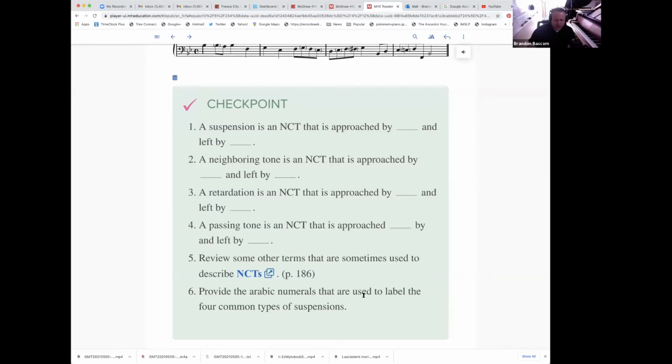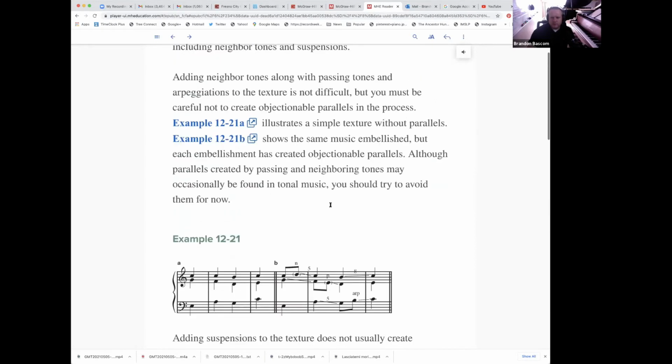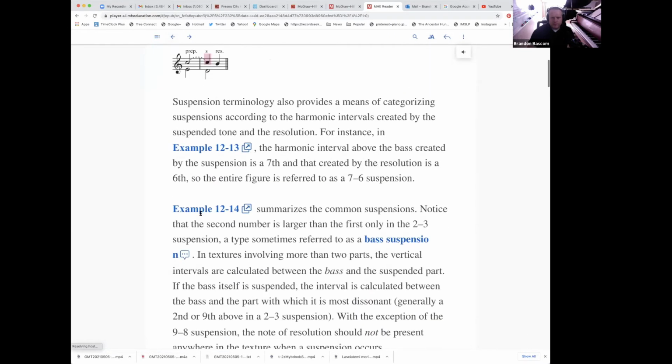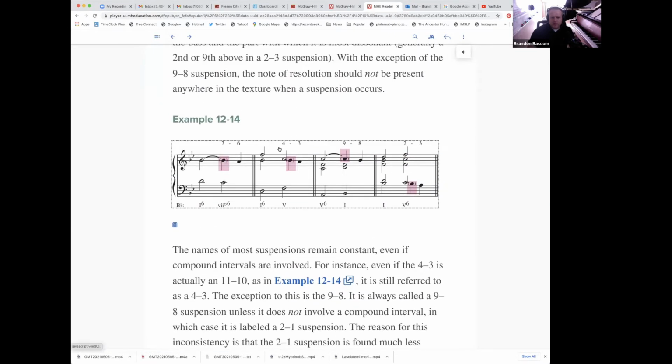Provide the Arabic numbers that are used to label the four common types of suspensions. 4-3, 9-8, 7-6, 2-3. You got it. Good job. Everybody get that? 7-6, 4-3, 9-8, 2-3. There's a great example right there, 12-14. It has all four of them. Cool.